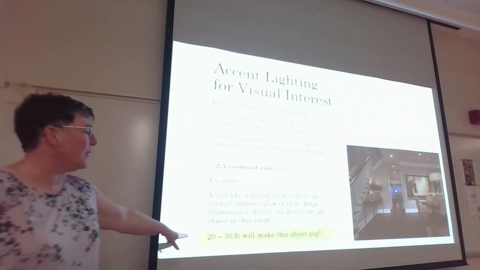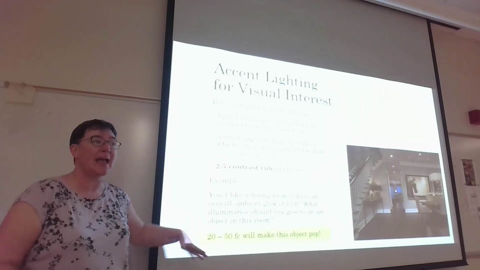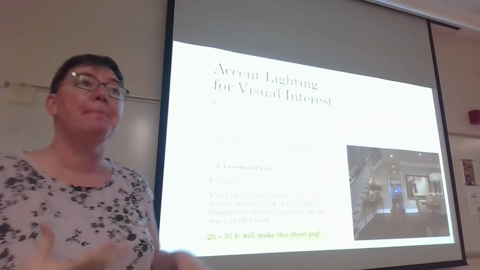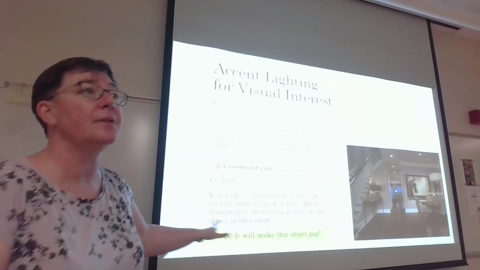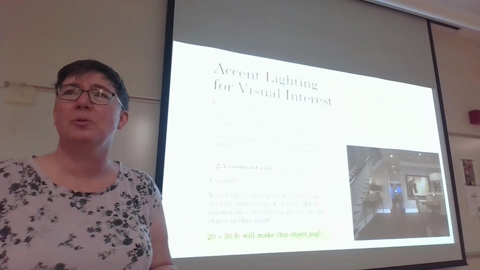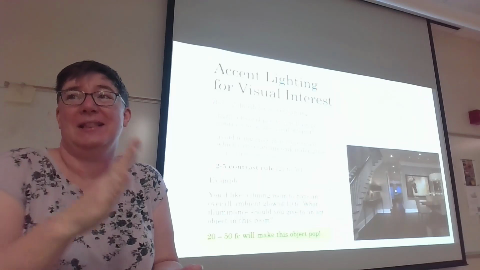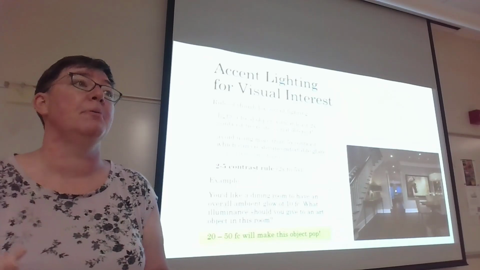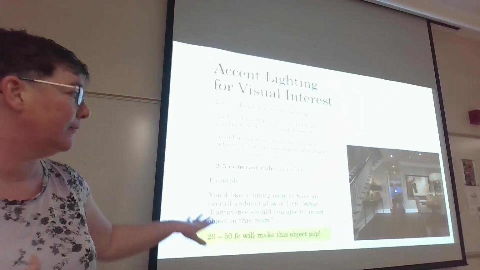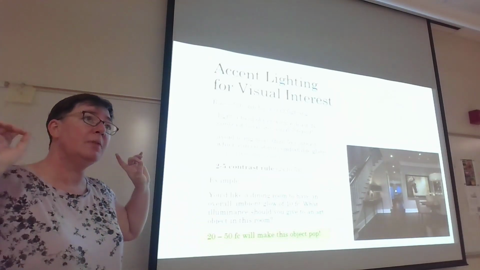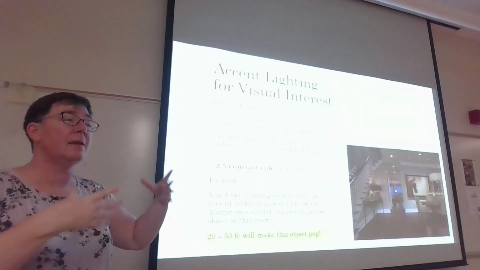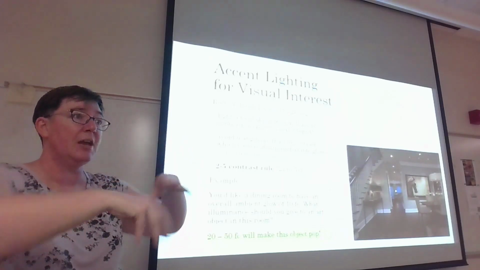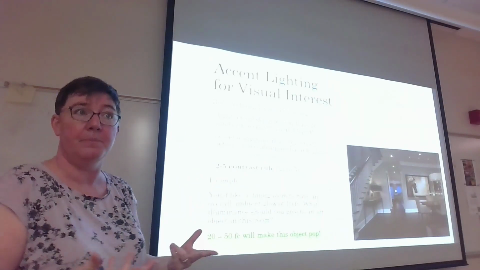Anywhere from 20 to 50-foot candles will make this object be an accent. It'll make it pop. As the designer, you get to pick depending on the actual object. If it's shiny, you might dim that down. Or if you're like, this is really important, bring it up to 50-foot candles. But the rule is that we are interested in the contrast between our accent object and the rest of the room.